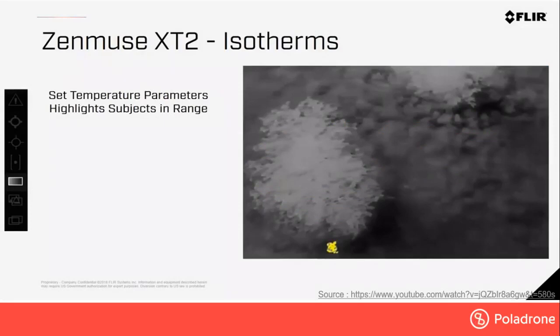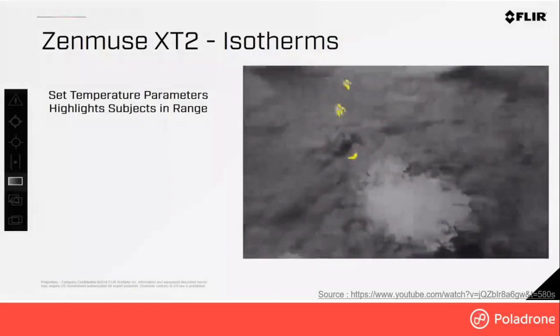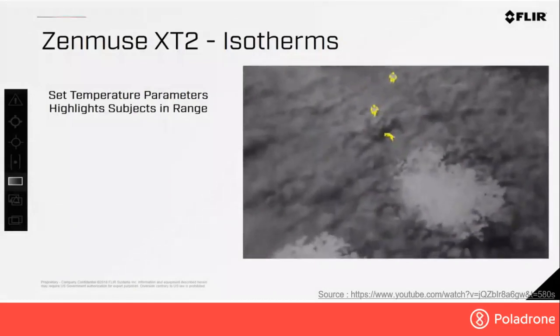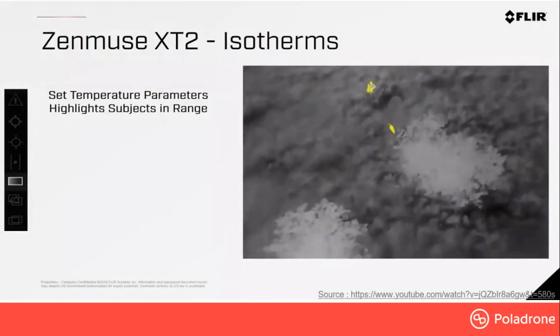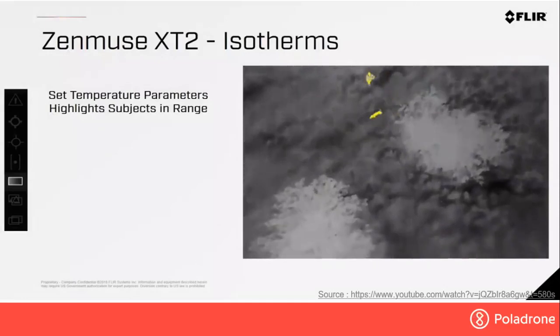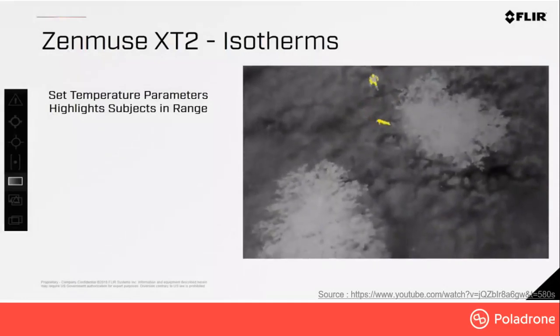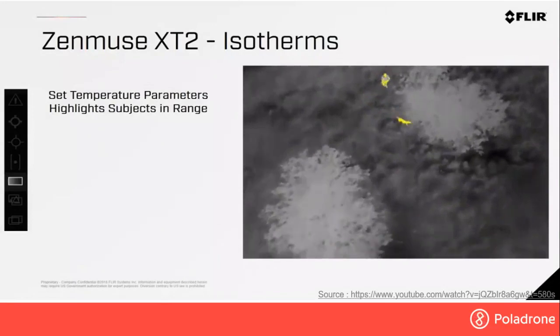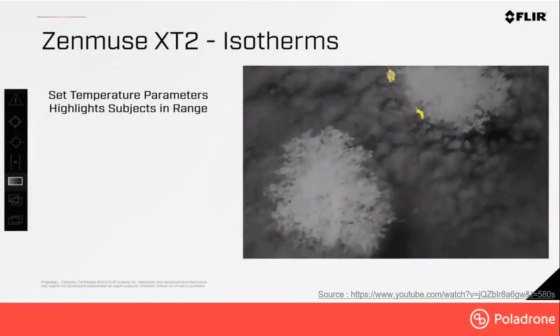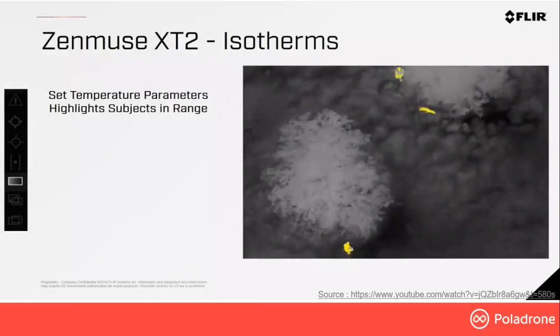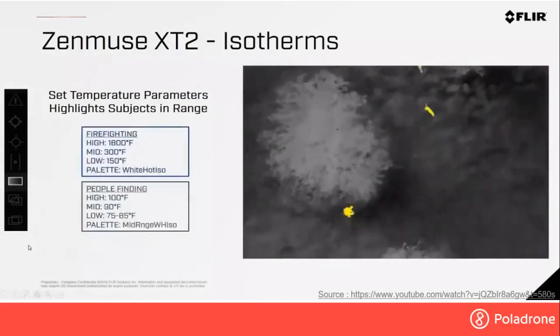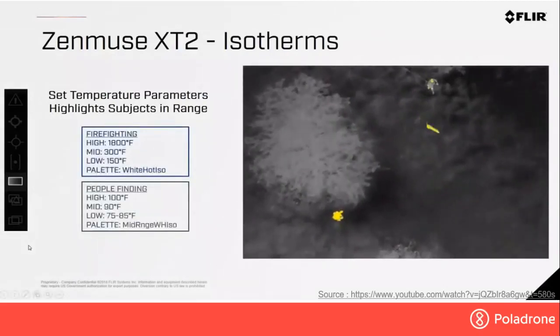Then the next function is what we call isothermal. For isothermal, you can set the temperature parameters on your device itself. Then when you're doing an inspection or search and rescue, it will help to highlight the objects by showing a different color on your screen. What we show here in the pictures is dogs and people walking around. Normally this is used in firefighting or people-finding scenarios.